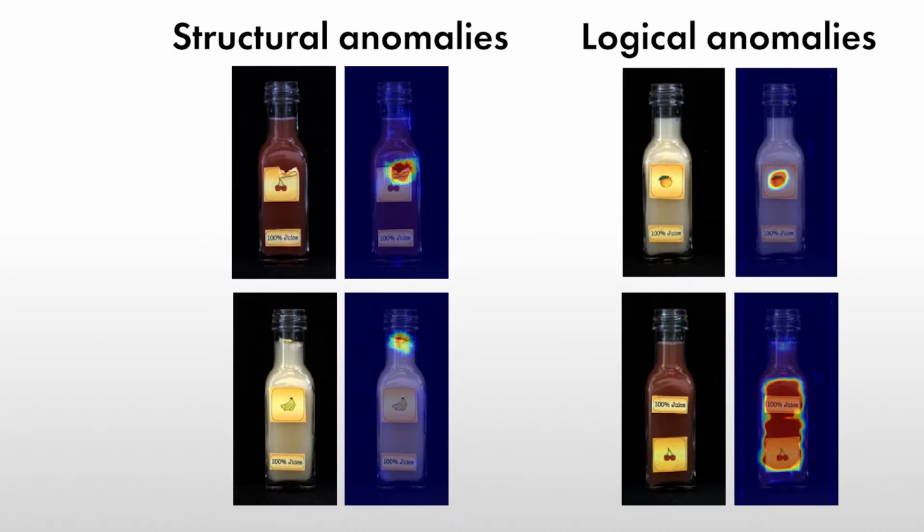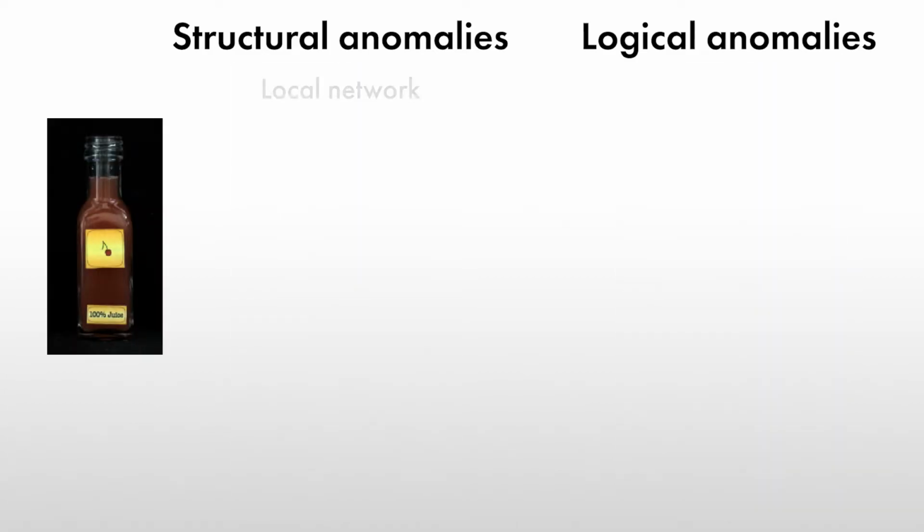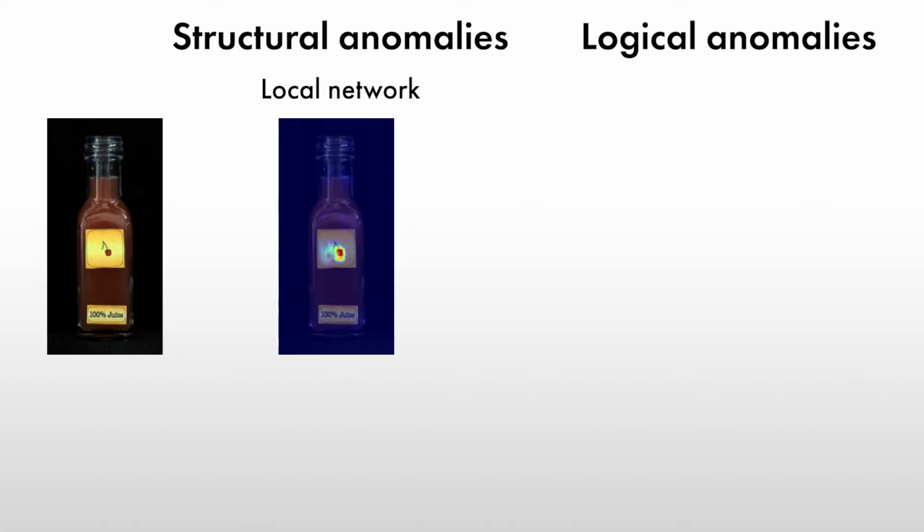The global context anomaly detection model consists of two subnetworks. The local network is particularly adapted to detect structural anomalies. The global network is particularly adapted to detect logical anomalies.